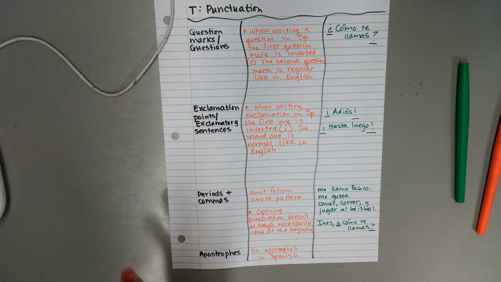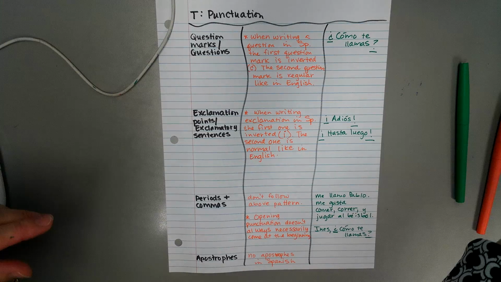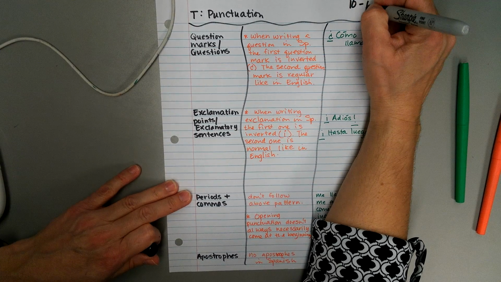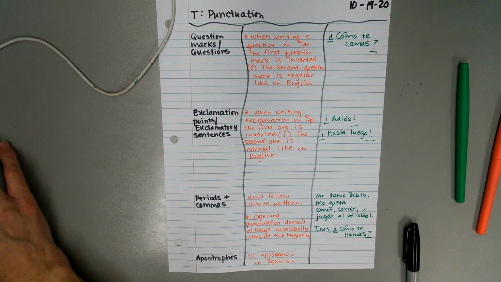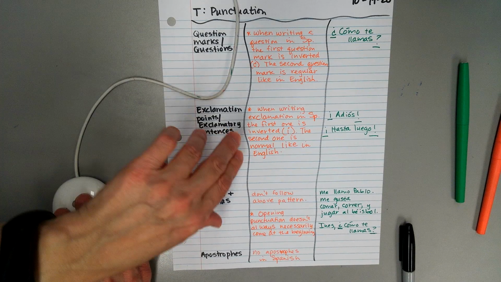And so please write these notes. You can either write them on a sheet of paper like I did, and then I'm going to file them in a binder, or you can keep them in a notebook. But please take a picture of these notes. I'll put the date up here. So the date for these is going to be 10/19/20. Take a picture of them and send them to me when you're finished.